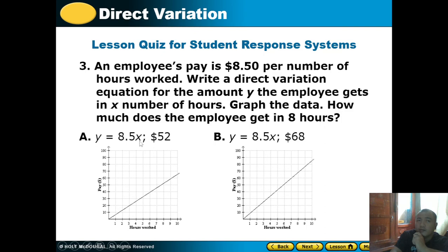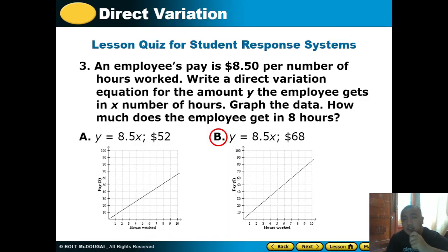8 and a half is 17 over 2, times 8. So 17 times 4. What is 17 times 4? B, I think it's B. Yes, B, $68. That's the end of our lesson on direct variation. See you next time. Goodbye.